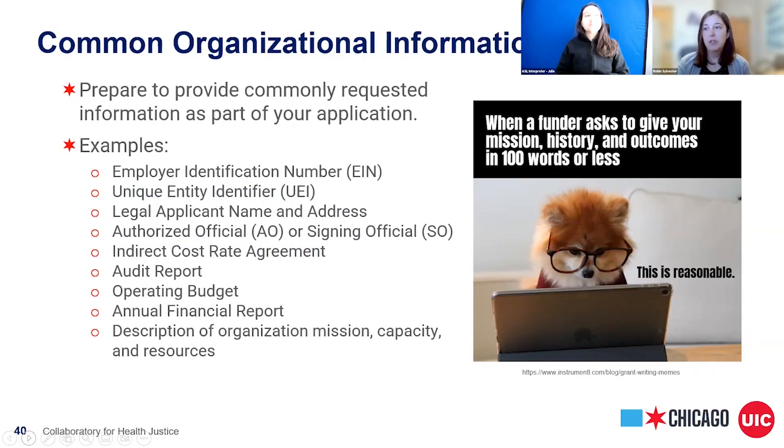So across funders, there's some common organizational information that you can expect to be asked for. If you plan to apply for grants, it may be helpful to collect some of this information in advance, or at least know where to find it easily. This information includes things like tax ID numbers, legal name of the organization, signing official for the organization, audits, financial reports, and a description of the organization mission, capacity, and resources, including the location and facilities.